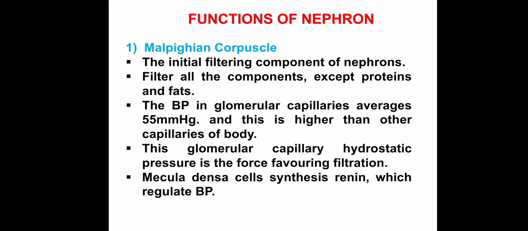Now, what are the functions of the nephron? The functions of the nephron according to their structure. The first structure is the Malpighian corpuscle, which is made up of the glomerulus and the Bowman's capsule. This is the initial filtrating component of the nephron. Actually, this is the only filtrating component of the nephron. Just to remind you, the overall function of the nephron is not only filtration of the blood. There are two other functions.